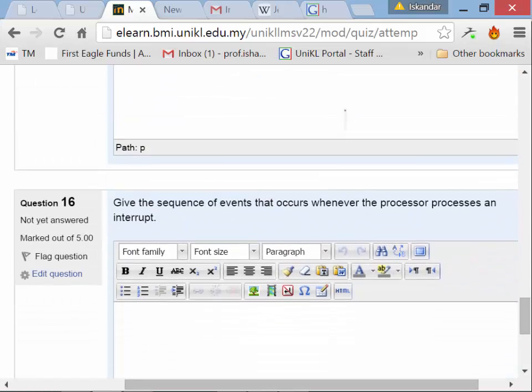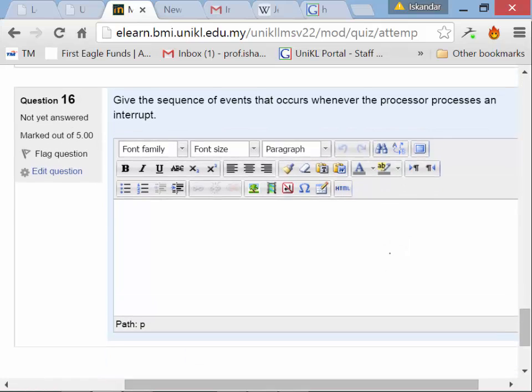Give the sequence of events that occur when a processor processes an interrupt. These are outlined in the book. I'm just going to try to recite them off the top of my head. You may want to refer to the book there. The first thing it does is it finishes the current instruction, and then it pushes onto the stack the registers so that it can restore things back to where they were.